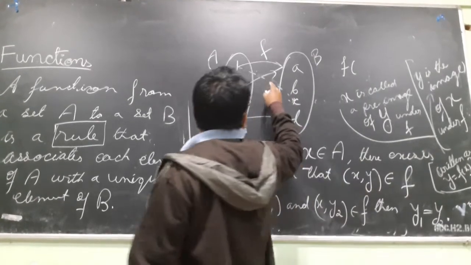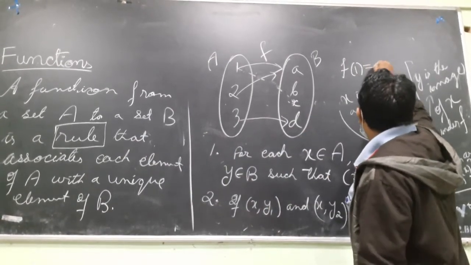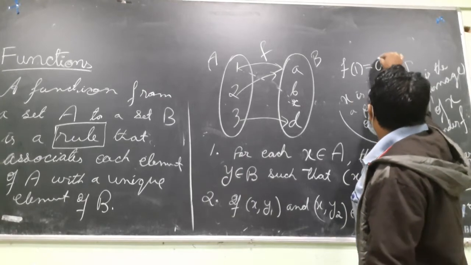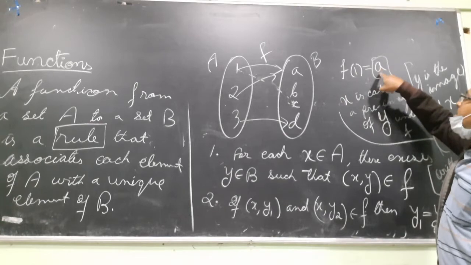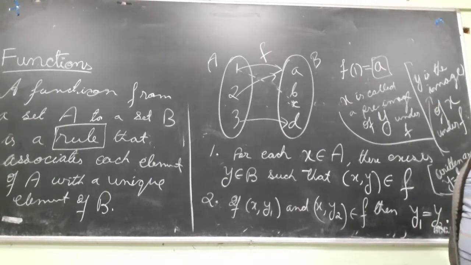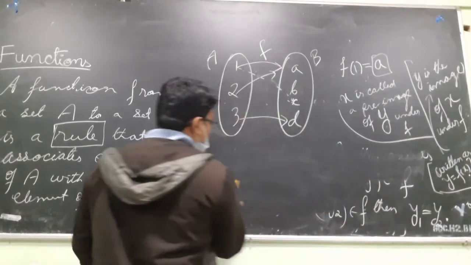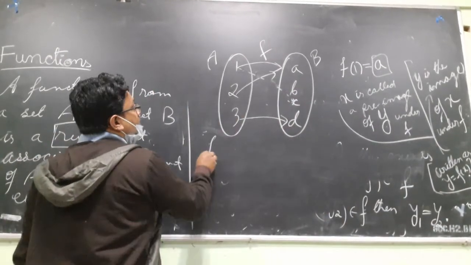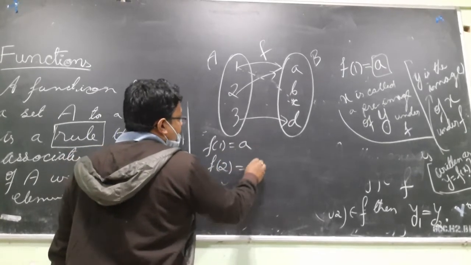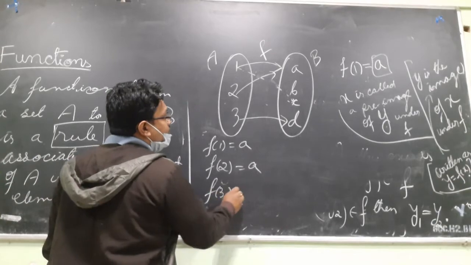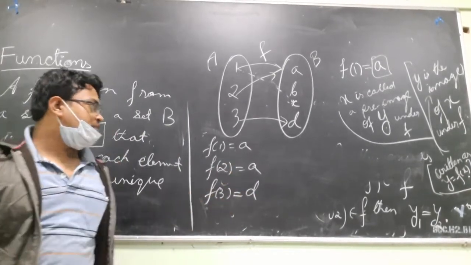So whenever I have something like 1 is associated with A, we write f of 1 equal to A. Here A is called the image of 1 and 1 is called a pre-image of A. So under this function we have f of 1 is A, f of 2 is also A, f of 3 is D. D is the image of 3. So this is a function.